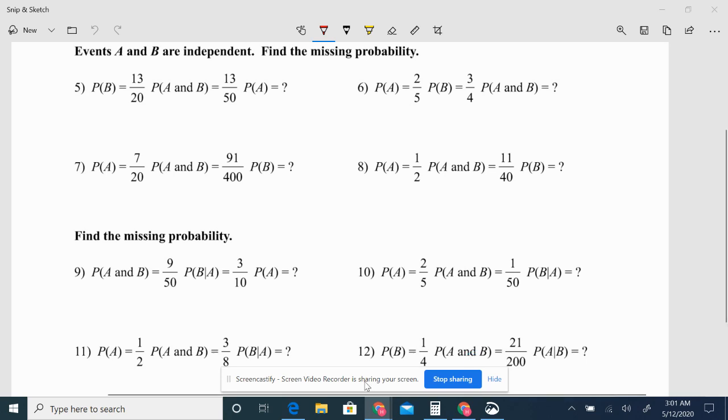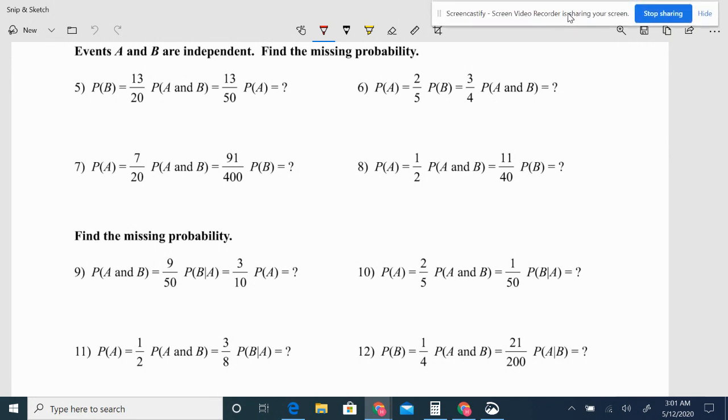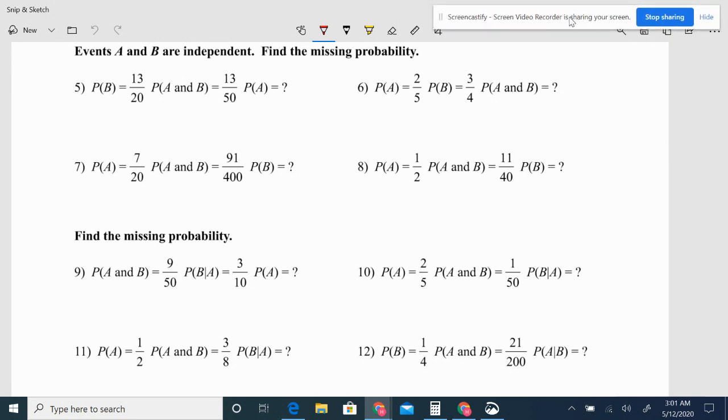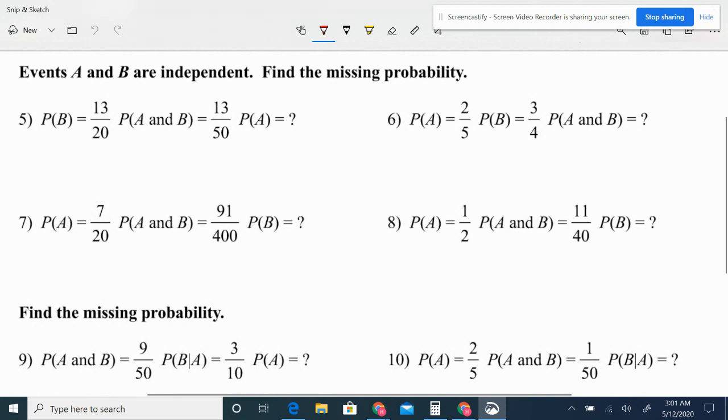All right, for today, we're going to be dealing with cases for probability, when cases are independent and when cases are not independent. So for questions 5 through 8, let's take a look at our examples. Questions 5 through 8, we have that events A and B are independent. So the formula we're going to be using for this case is the probability of A times the probability of B is equal to the probability of A and B.